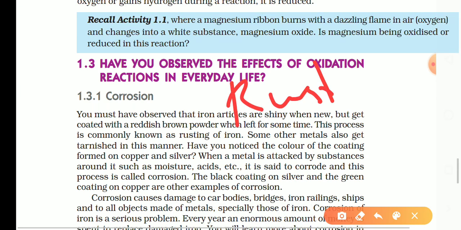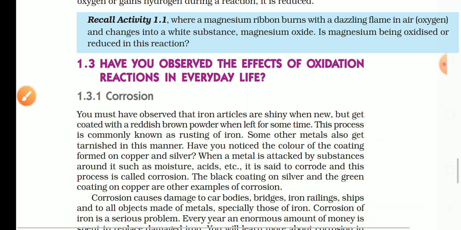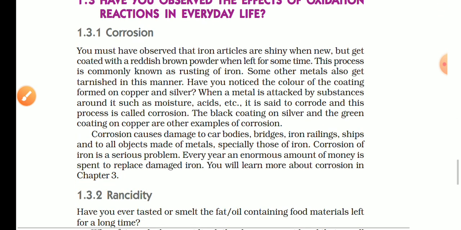Then you can see the blackening of silver articles. You can see silver chains or silver articles, anklets, amulets, whatever it is. After some time you can see a blackish coating appear on the surface of the silver article. It is because of the reaction of silver with atmospheric sulfur, in fact. Then a greenish coating appears on copper articles. It is called basic copper carbonate.